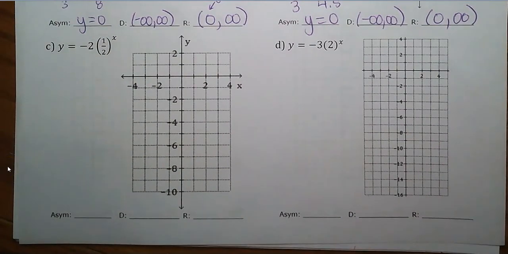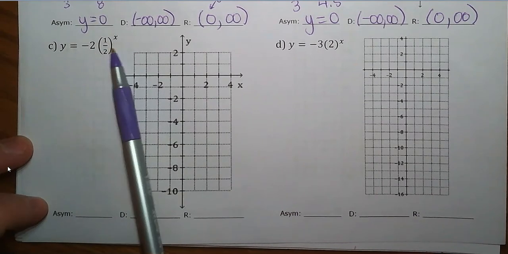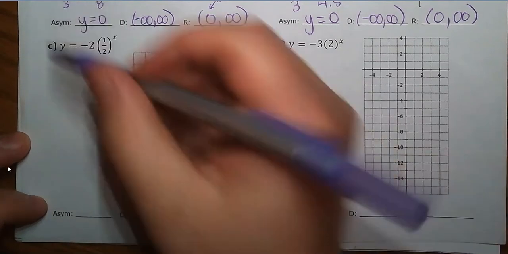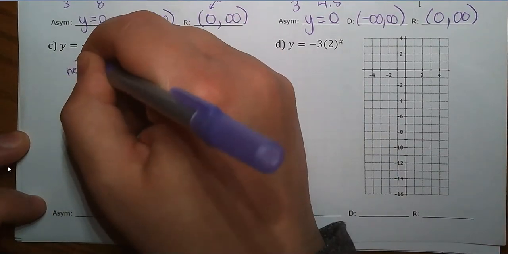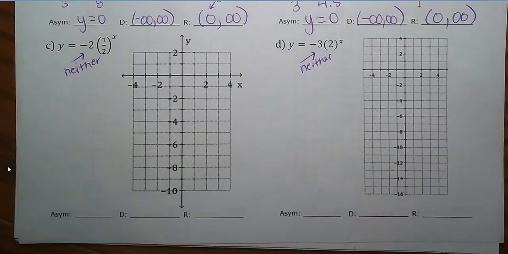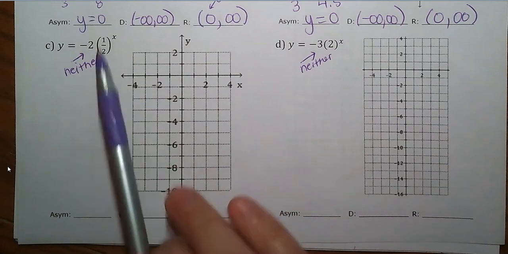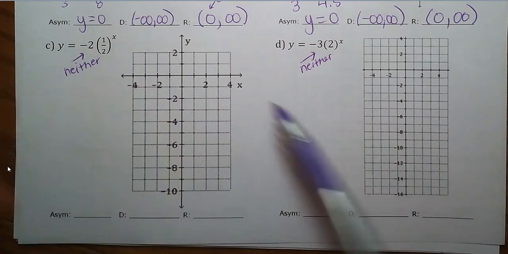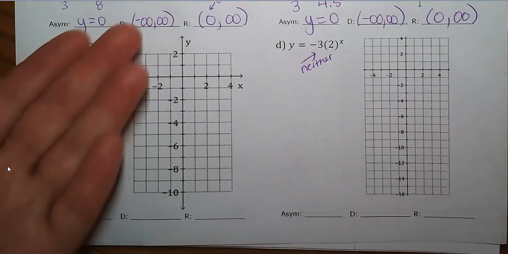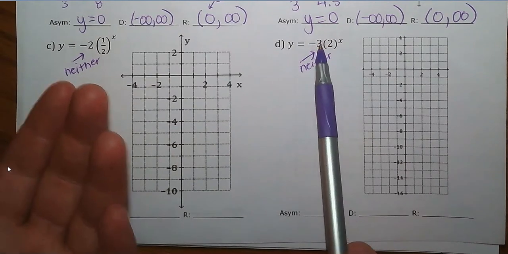All right. Now, both of these exponentials down at the bottom, I've got y equals negative 2 times 1/2 to the x, and negative 3 times 2 to the x. Both of these are going to be in the neither category because that a value is negative. So we're not doing growth or decay, but we still have an exponential model here. That negative is just going to take what would be decay if this was positive, take the graph we did above, and flip it down. Same thing here, the negative 3 would take a growth model and just flip it down.